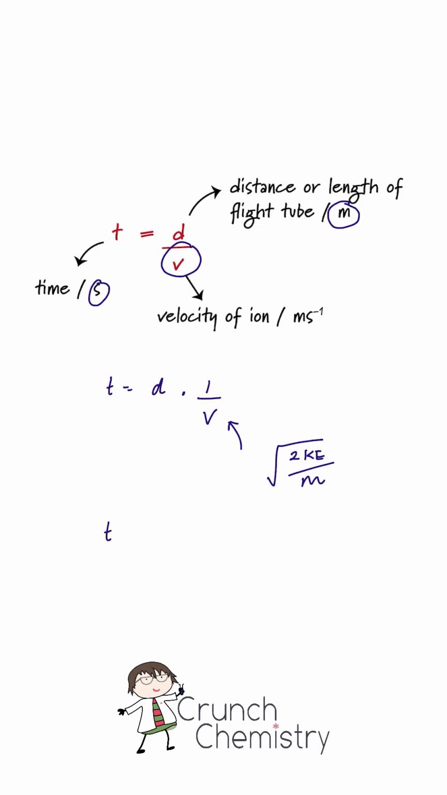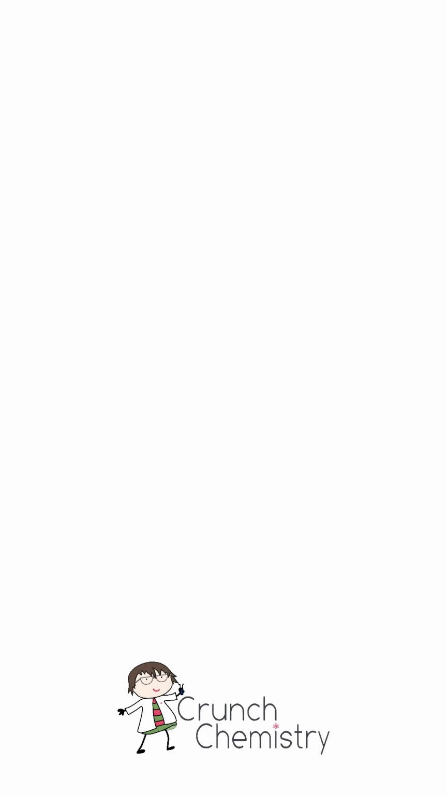So the time it takes for an ion to travel the length of the tube depends on the distance of the tube multiplied by 1 over the square root of twice the kinetic energy divided by the mass, which simplifies nicely to time equals distance times the square root of the mass divided by twice the kinetic energy.